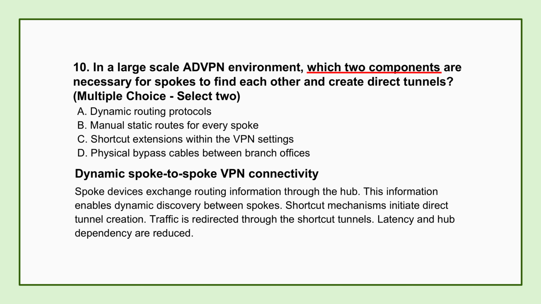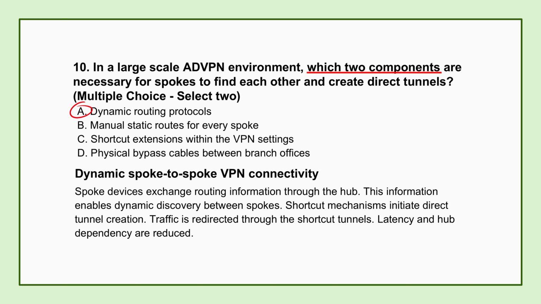First, you need a dynamic routing protocol running over the VPN, usually BGP or OSPF. Okay, and that lets the spokes learn the routes to each other through the hub initially. Right. The hub acts as the route reflector. So spoke A learns, hey, I know how to get to spoke B, and the next hop is the hub. But just knowing the route isn't enough to build the direct tunnel. Correct. That's the second piece.